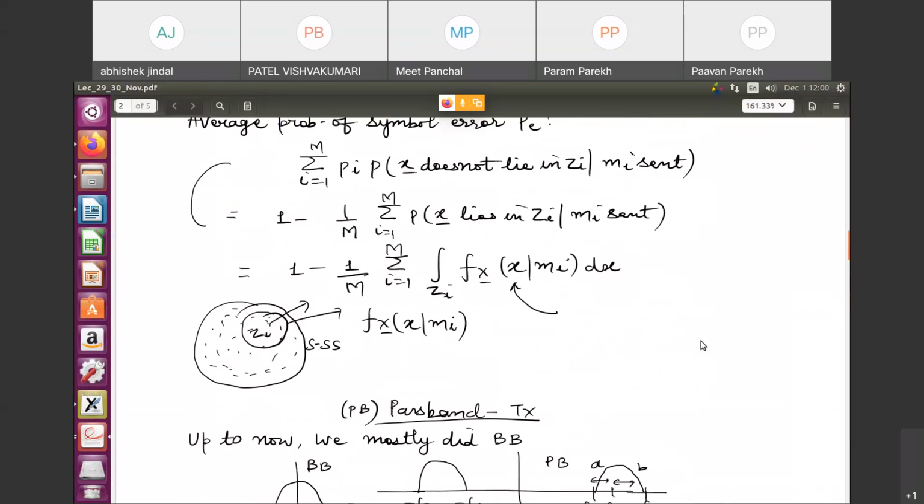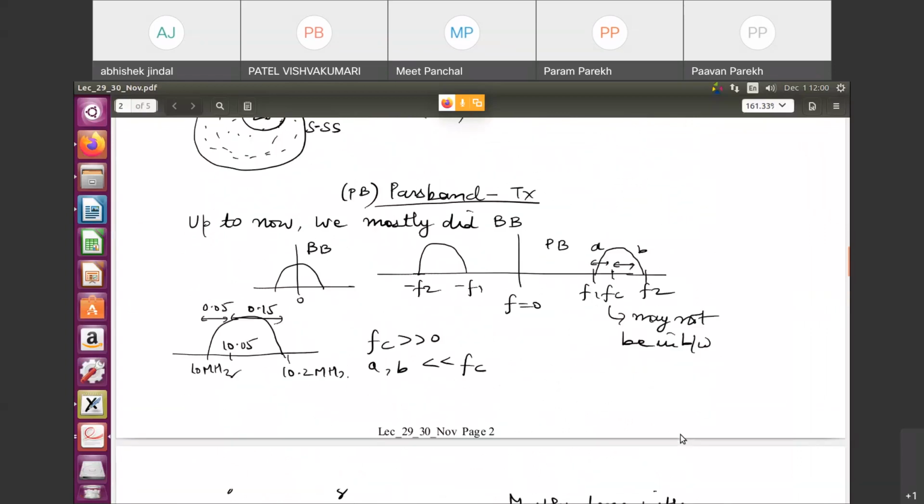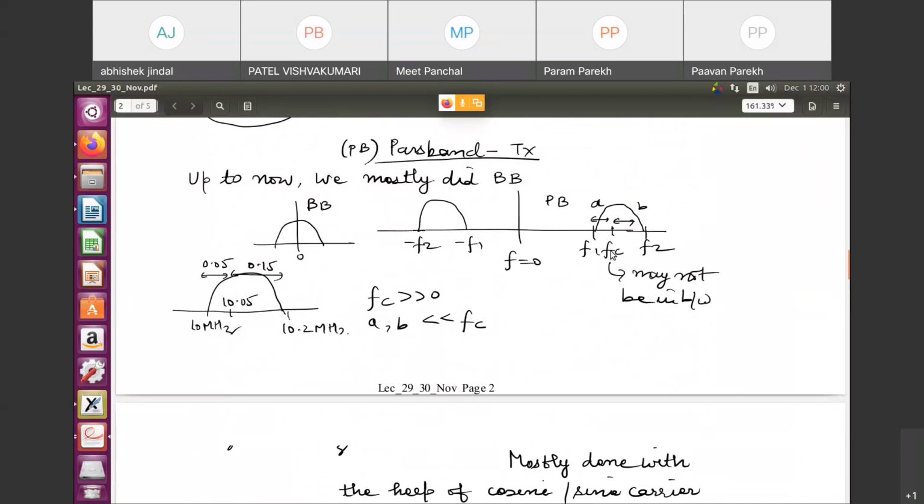Then we came to the concept of passband transmission. Now, passband transmission simply says that you have to transmit in some band, or you already have a signal which is in a particular band, which is of this form. That is, it lies from F1 to F2 with some FC in between F1 and F2, such that this FC is quite far away from the F equal to 0 point, and this F1 and F2 are near this FC. So that is the way we defined our passband signal.